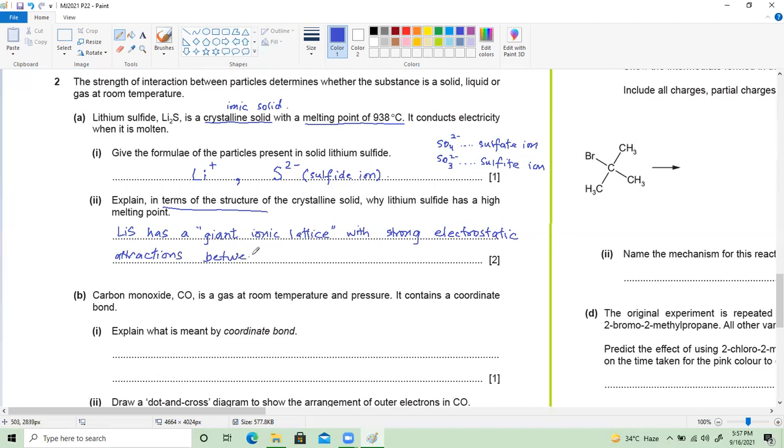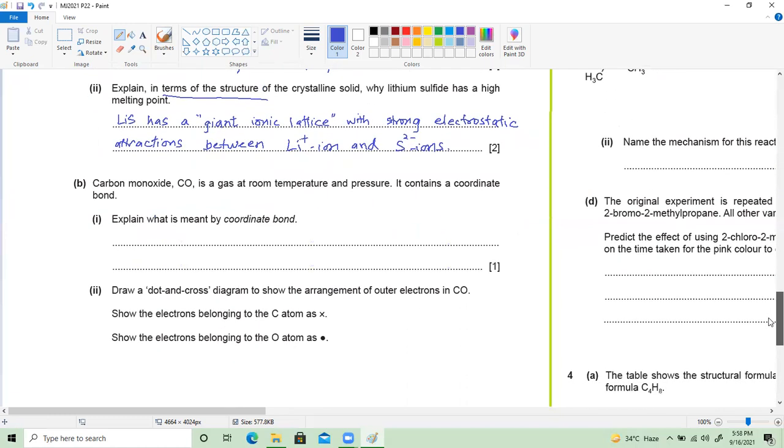between lithium ions and sulfide ions. And thus its melting point is very high because a lot of energy will be required to overcome these electrostatic attractions. Okay, part B of the question now. Carbon monoxide is a gas at room temperature and pressure. It contains a coordinate bond. Coordinate bond can also be called what? A dative covalent bond. Explain what is meant by the coordinate bond or dative bond.